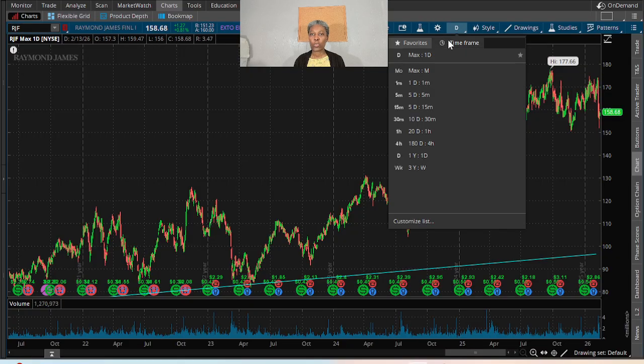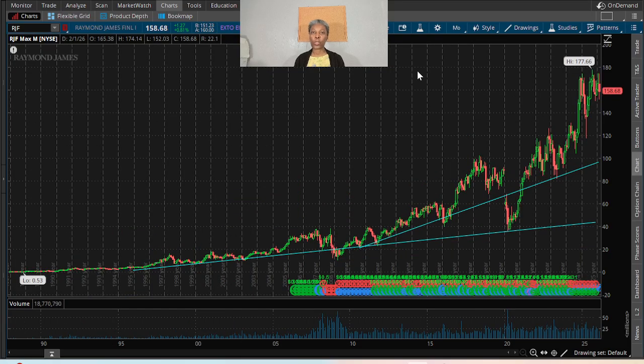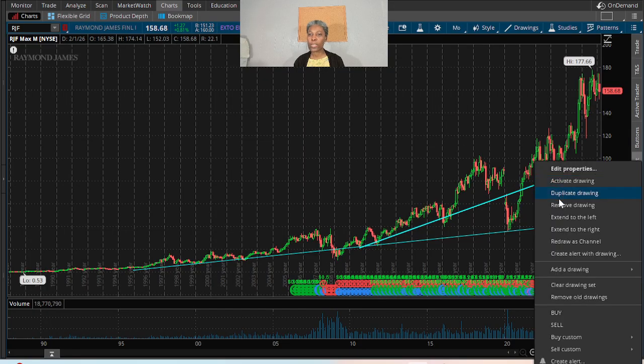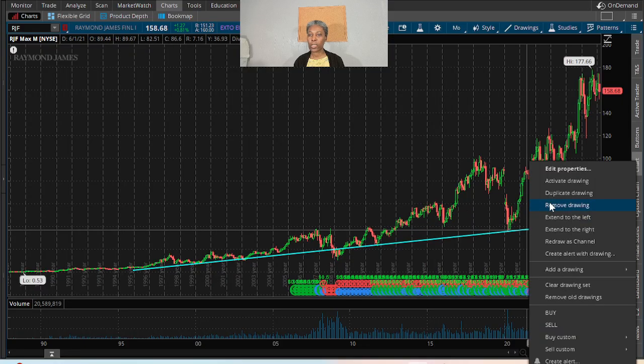I'm going to go to the maximum monthly chart because my swing trading strategy is the long uptrend line swing trading strategy. I like to come to the maximum monthly chart so that I can see multiple years of chart pattern in front of me. We have the dates on the x-axis from the past to the present, and we have the price on the y-axis from 0 up. I'm going to delete those lines, and then together we can trace them.